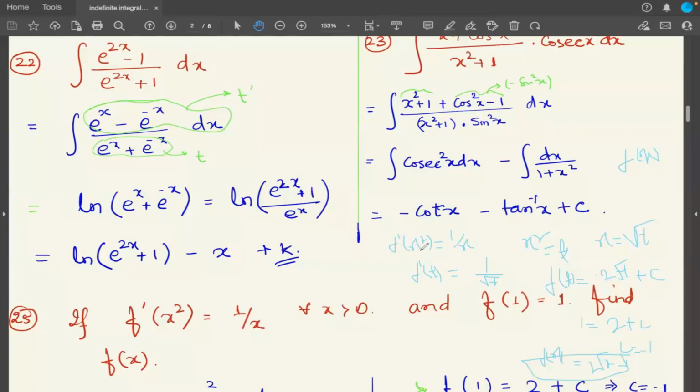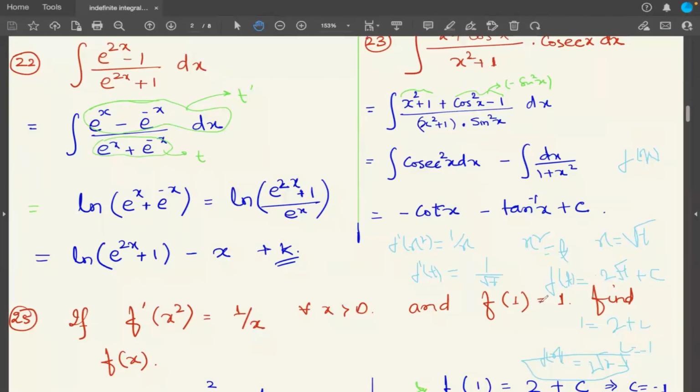We have a given function f dash x square is equal to 1 by x. So this is not a simple function, it's also a complex function. So what I do, I just substitute x square to t. And when we substitute it, we get f dash t is equal to 1 by root t. And when we integrate this function, the integration of 1 by root t is 2 root t plus c.